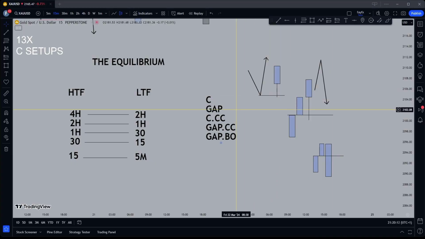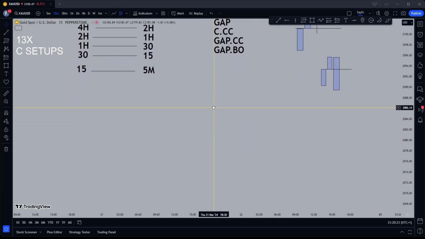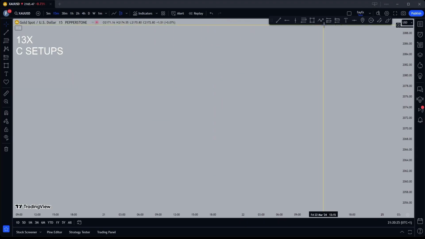So after seeing our levels, CC concept, equilibrium concept, the order of time frames, we all know those concepts. Now we can start the classic setups.